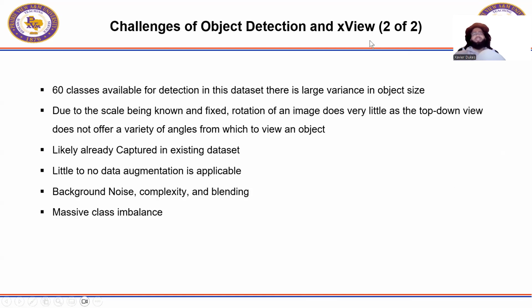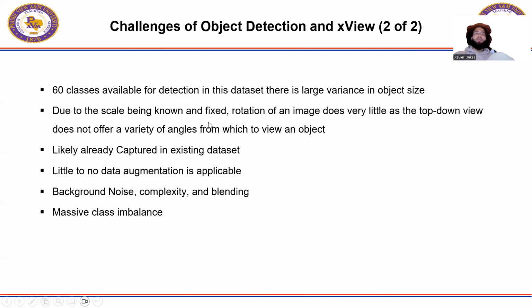Some of the challenges that I've already gone over: 60 classes for detection in this data set. There's a large variance in object size, as we'll see in the upcoming slides, the range of various object sizes, due to the scale being known. With each image, there's about a 0.3 resolution per pixel. So we see 30 centimeters in the real world per pixel in an image.